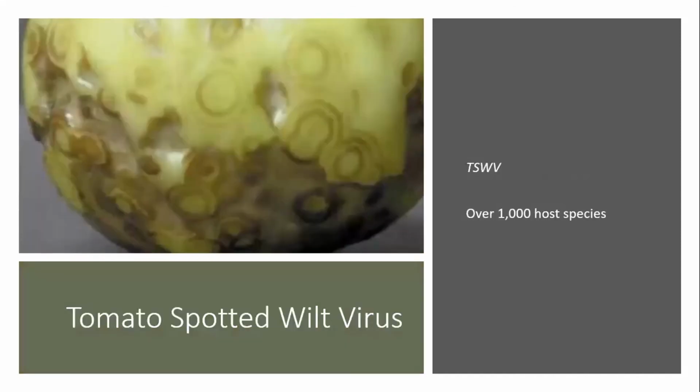All right, tomato spotted wilt virus. Tomato spotted wilt is transmitted by thrips. So Katie was talking about thrips. This disease, this virus, has over 1,000 host species. So if you have tomato spotted wilt in your greenhouse or in your high tunnel, it can absolutely be transmitted from one crop to the next if those thrips are present.